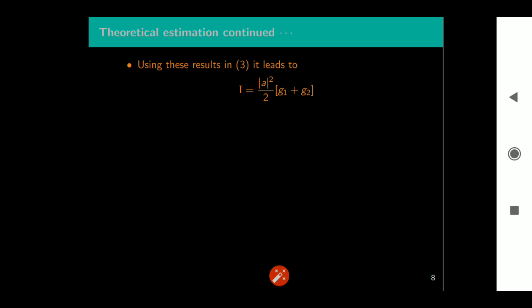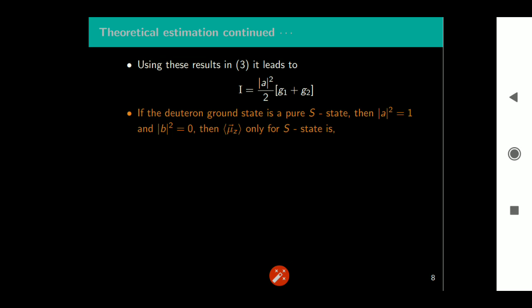Now if we assume that the deuteron is completely made up of the S state, in other words, if the ground state of the deuteron is a pure S state, then mod A square is 1 and mod B square is 0. Then the magnetic moment for only the S state is written as mu Z of only S.